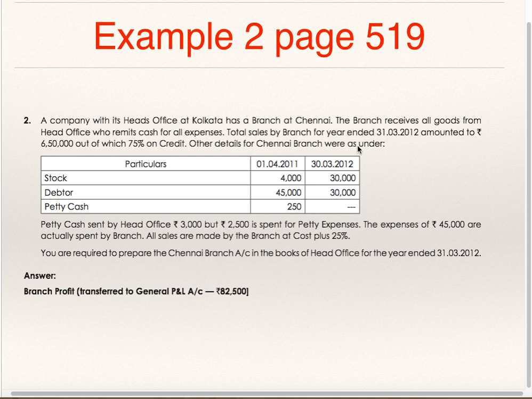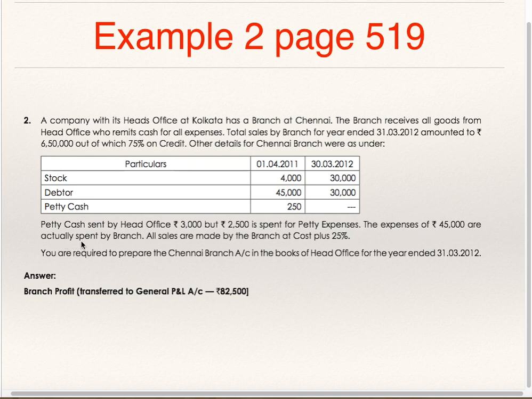Other details for Chennai branch were as under: stock opening closing, debtors opening closing, petty cash opening closing is not given. We are supposed to prepare memorandum petty cash account and find out this closing petty cash. Petty cash sent by head office is 3000, but 2500 is spent for petty expenses. Petty cash account, to balance brought down 250, to bank received from head office 3000, by petty expenses 2500. So closing balance will be 250 plus 3000 minus 2500.